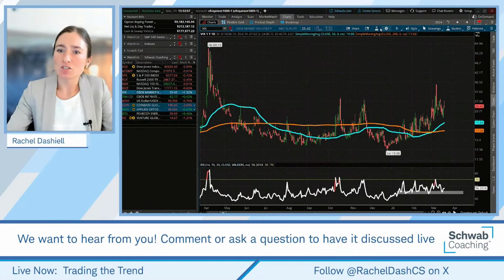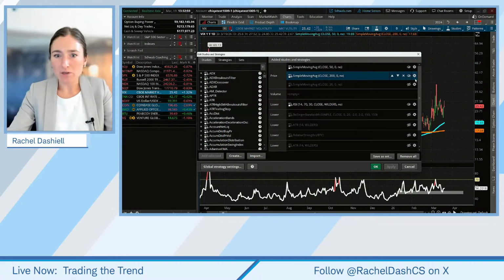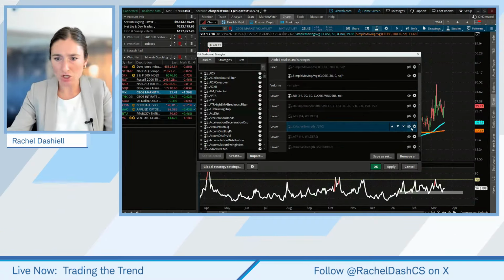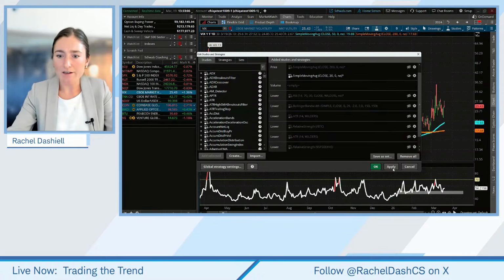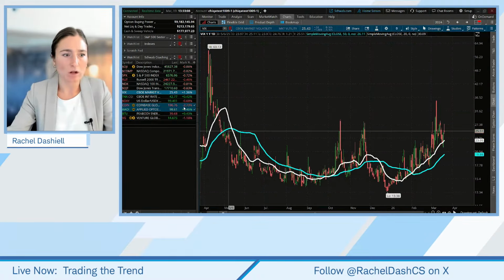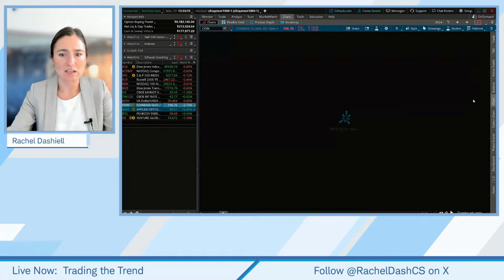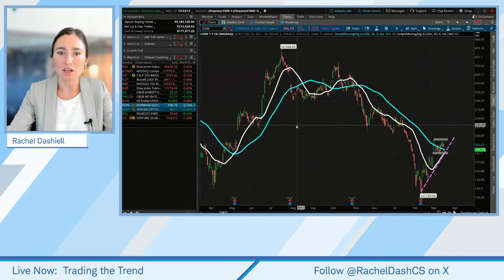So I'm going to change the chart a little bit here. I'm going to hide the 200. I'm going to hide the RSI as well on this one. And we're going to go with an example one here on Coinbase.